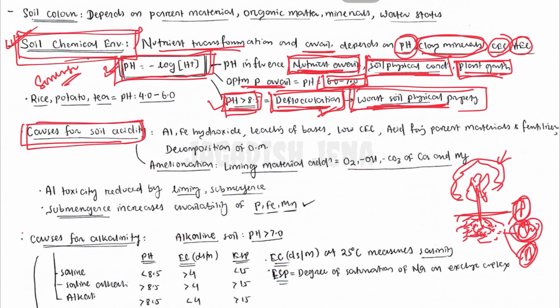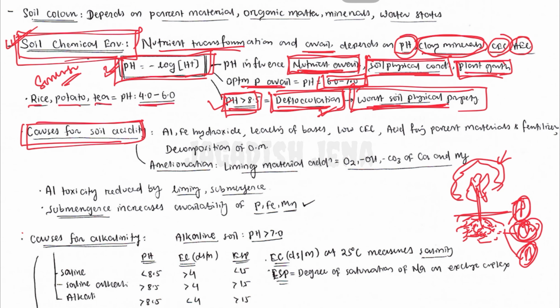Then, causes of soil acidity: how does soil acidity happen? Before that, let me tell you, some plants prefer acidic soil pH. Acidic soil pH means pH below 7. Neutral soil pH means around 7, and if it goes beyond 7, that is called alkaline soil pH. In alkaline conditions, 7 to 8.5 is saline, and more than 8.5 is sodic. The crops which prefer acidic soil pH are rice, potato, and tea.